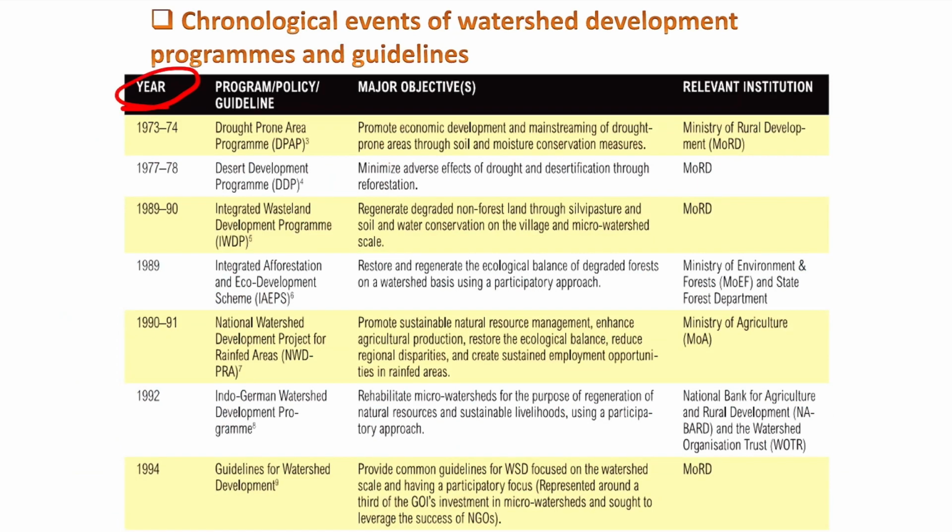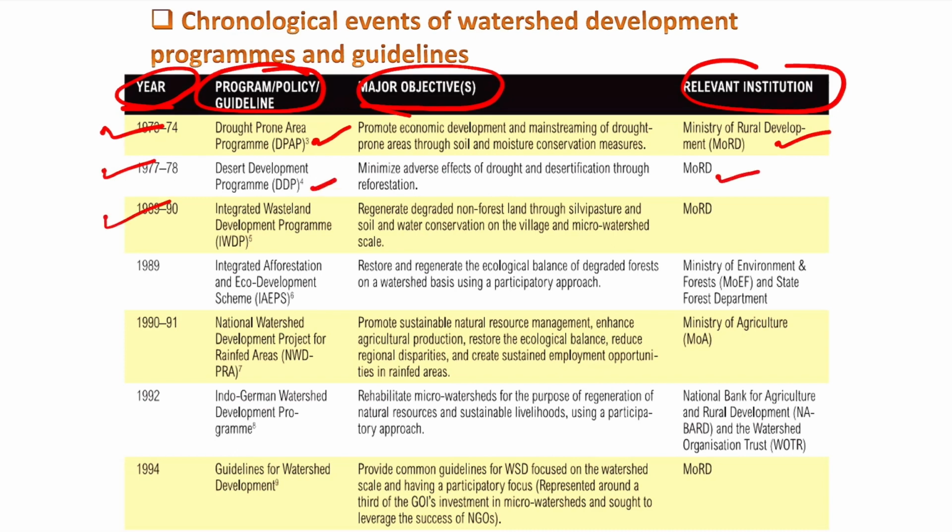you can see here: year, then program or policy guideline, major objective, relevant institutions. Right, 1973-74 DPAP, Drought Prone Area Program by the Ministry of Rural Development. 1977-78 Desert Development Program by the Ministry of Rural Development. 1989-90 Integrated Watershed Development Program. Then 1989 Integrated Afforestation and Eco Development Scheme. 1991 National Watershed Development Project for Rainfed Area. 92 Indo-German Watershed Development Program. 94 Guideline for Watershed Development.